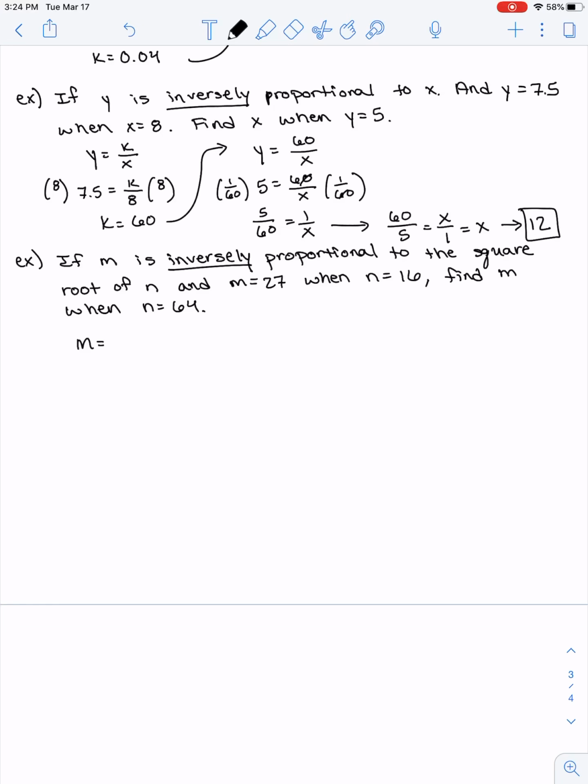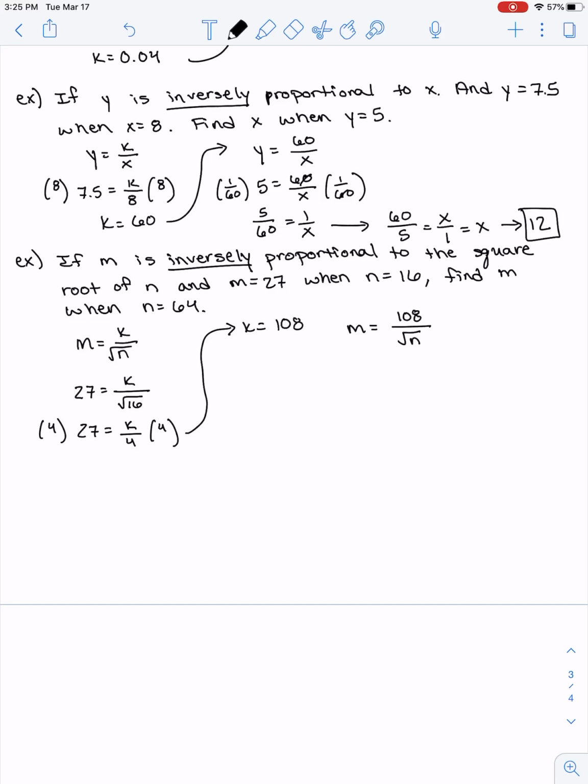Okay, well, m is inversely proportional, so that will be a k over n. But it's inversely proportional to the square root of n, so let's put that in a square root. And then it says that m is equal to 27 when n is equal to 16. So we say, okay, 27 is equal to k over 4. If I multiply by 4, then I get that k is equal to 108. So now if I plug that in, I get that my model is m is equal to 108 over the square root of n.